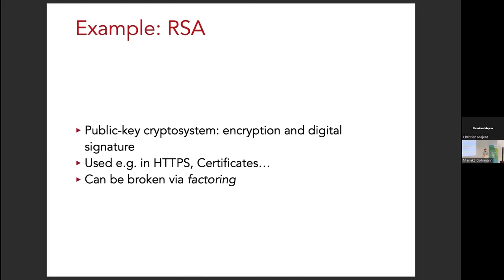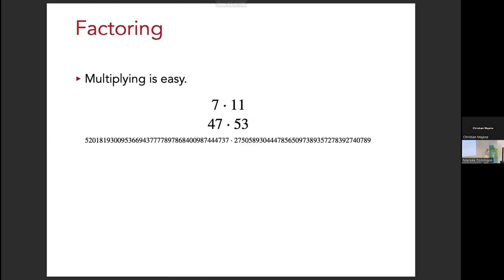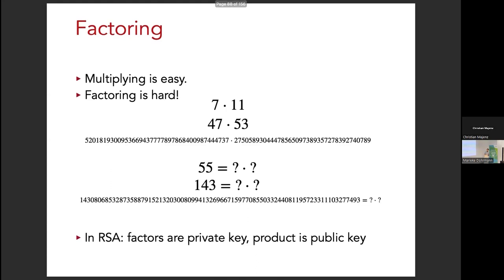RSA is based on the hardness of factoring. Of course, multiplication is easy. Everybody can do this, and if you have a lot of time and a lot of paper, you can also compute this multiplication. However, factoring is hard, right? This one is maybe still possible, I would need to think, but for humans this one is basically infeasible. And once we look at a composite number that's six times as long as this one, it becomes hard for a computer. In RSA, the factors are the private key and the product is the public key. So of course, if we can factor, we can compute the private key from the public key and break the scheme.